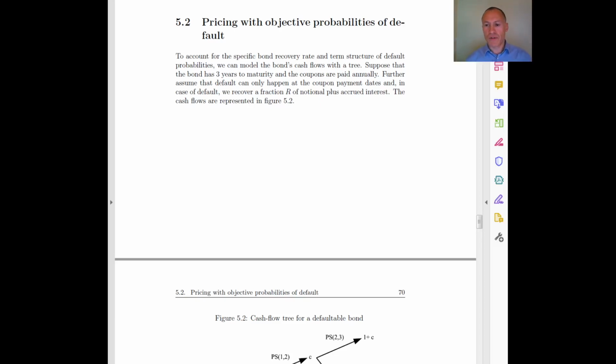Okay, so to get a more precise price of a bond, we need to look at the actual characteristics of the bond. In particular, if we're talking about defaultable bonds, we have to look exactly at what is the seniority and collateral and so on of the bond, such that we can determine the recovery rate. And we also want to specify exactly what is the probability of default of that firm and how that probability of default may evolve through time.